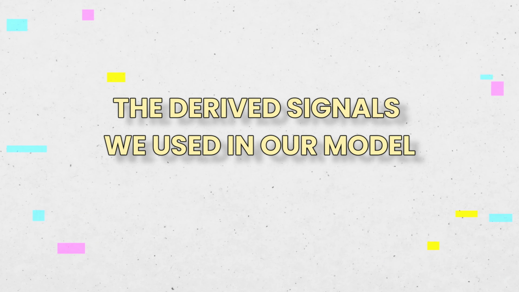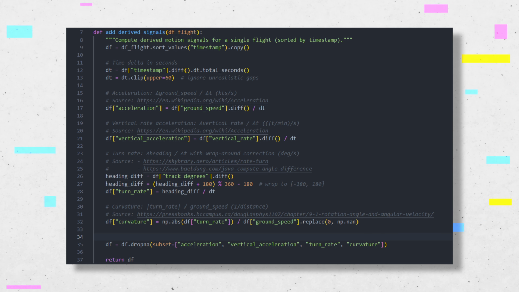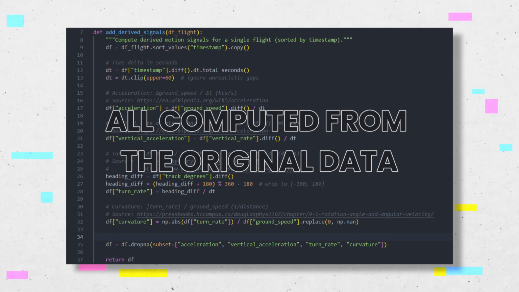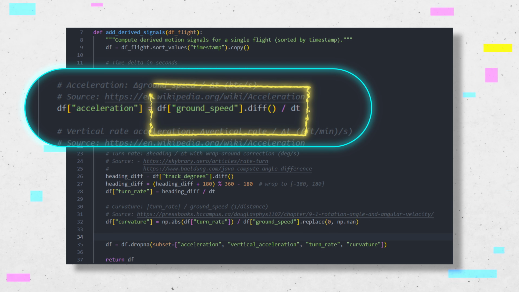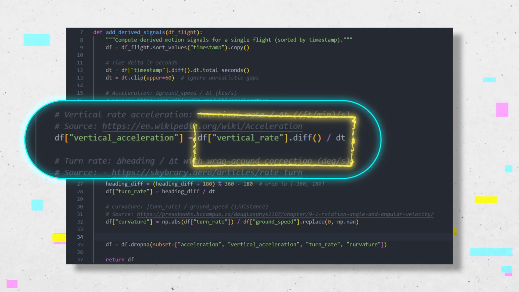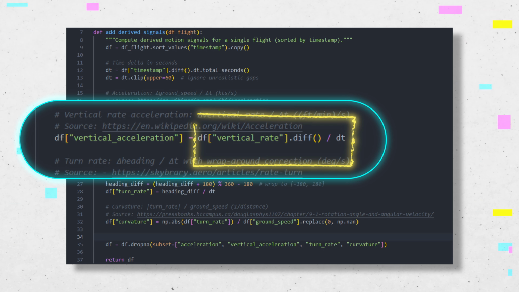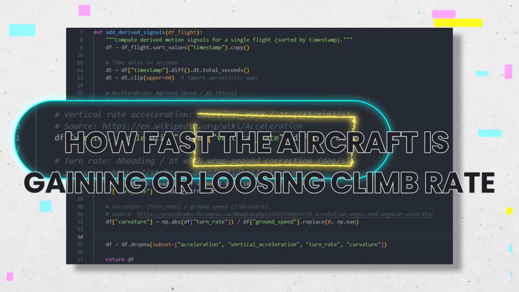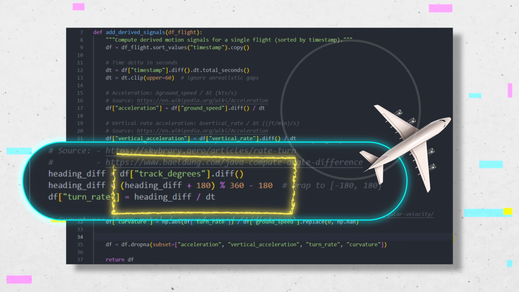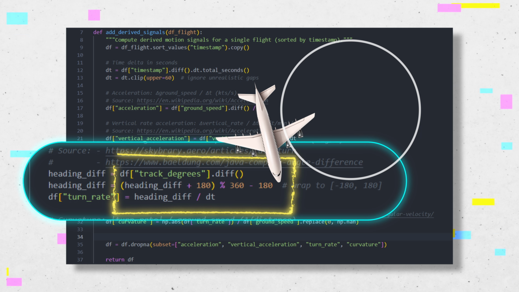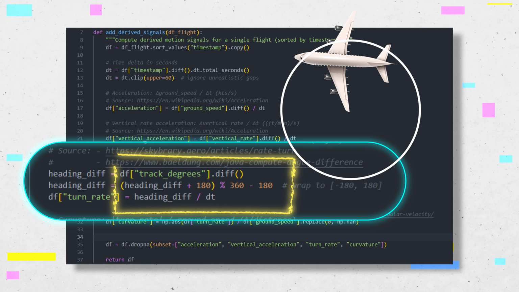Let's talk about the derived signals we used in our model. On top of the raw traces data from adsb.lol, we also feed in the 4 derived signals, all computed from the original data. Acceleration captures how quickly the aircraft is speeding up or slowing down along its flight path. Vertical acceleration does the same thing in the vertical direction: how fast the aircraft is gaining or losing climb rate. Turn rate tells us how fast the heading is changing. Basically, how aggressively the aircraft is rotating about its vertical axis.